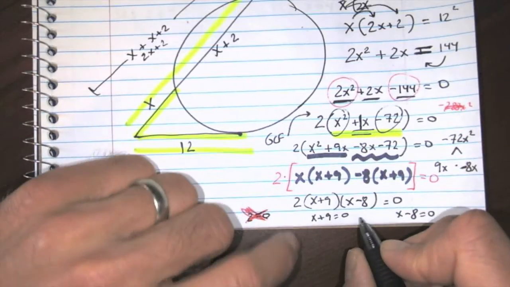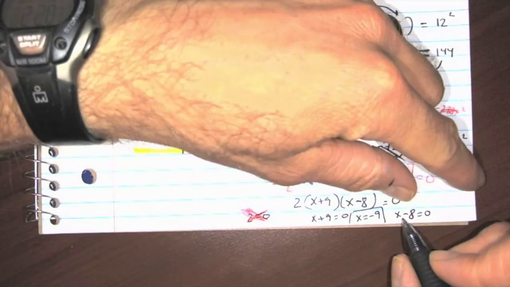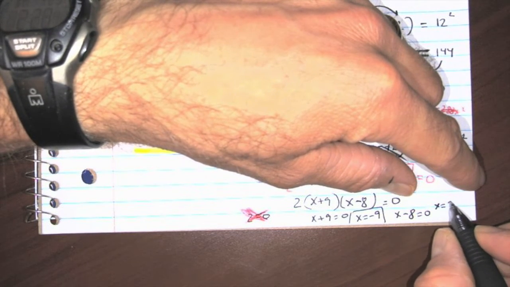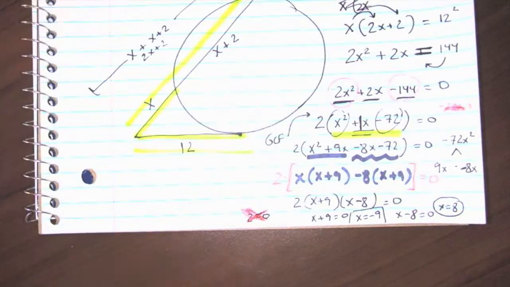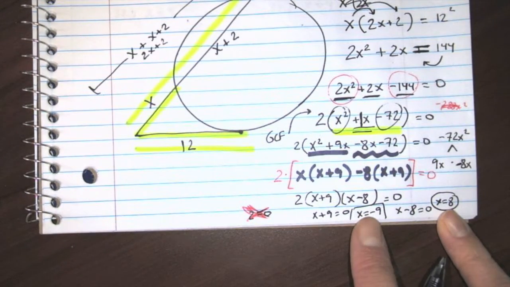Subtract 9 on both sides. X equals negative 9. That's one of your answers. And then add 8 to both sides right there, and you get x equals a positive 8. Right there. 2 answers. Do they both work?